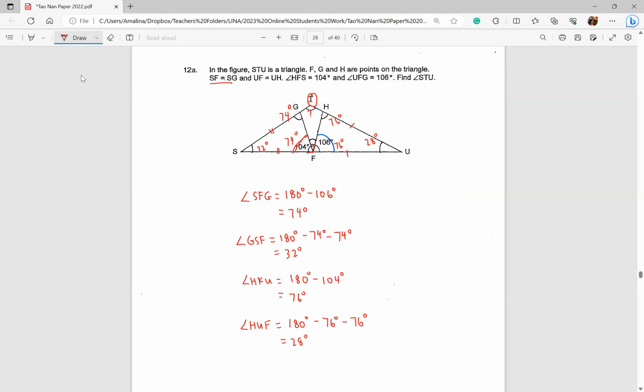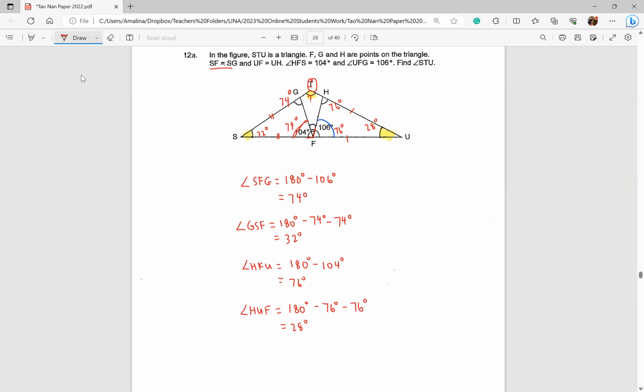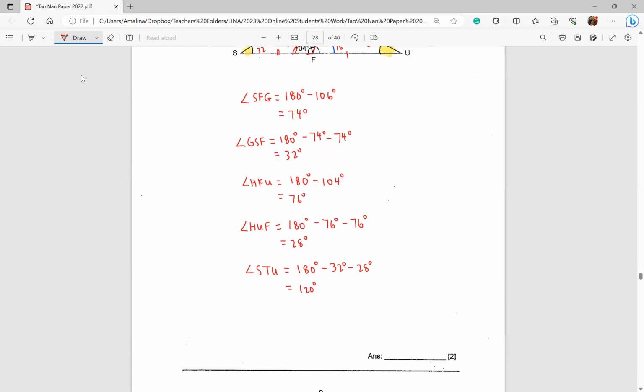So once I know these two angles, okay, inside my triangle, I can find angle STU. So angle STU is your 180 degrees minus of my 32 minus of my 28. So I get my answer, 120 degrees. Okay.